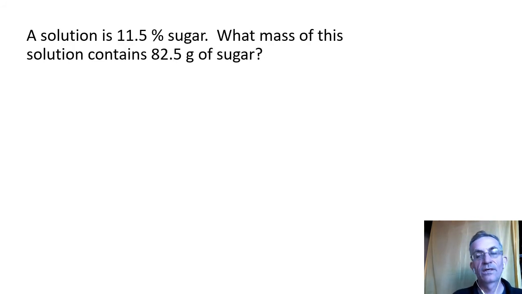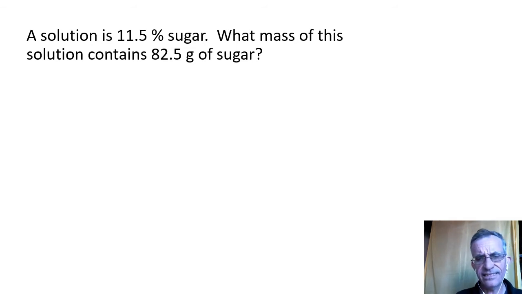All right, let's see here. It says a solution is 11.5% sugar. Oh, this time I'm telling you what the percentage is. It's 11.5% sugar. What mass of this solution contains 85.2 grams of sugar? This one's a little bit different. Before, a minute ago, I asked you to solve for the percentage. This time I'm telling you the percentage.